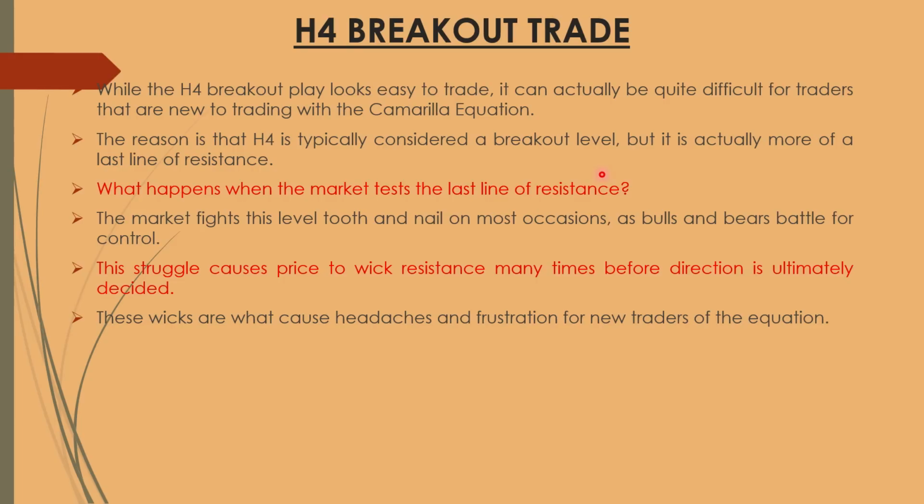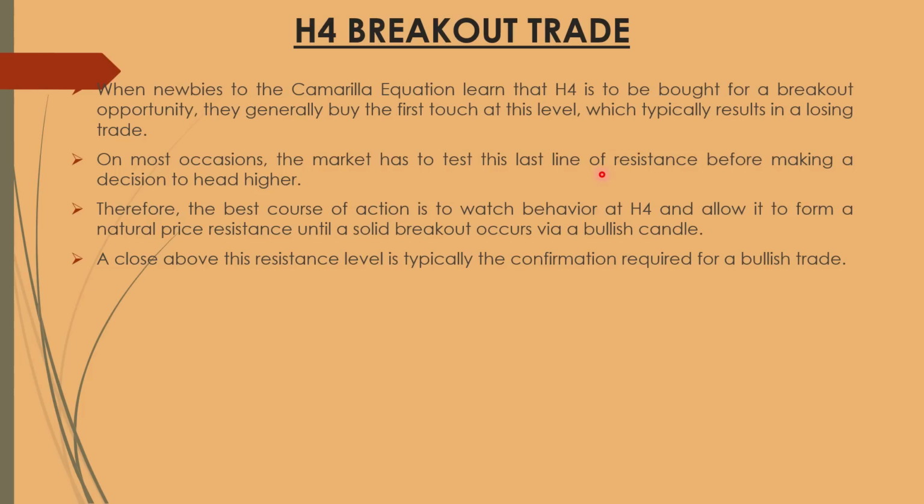The market fights with this level tooth and nail, on most occasions, as bulls and bears battle for control. This struggle causes price to leave wicks at resistance many times before direction is ultimately decided. These wicks are what cause headaches and frustration for new traders of the equation. When newbies to the Camarilla equation learn that H4 is to be bought for a breakout opportunity, they generally buy the first touch at this level, which typically results in a losing trade.